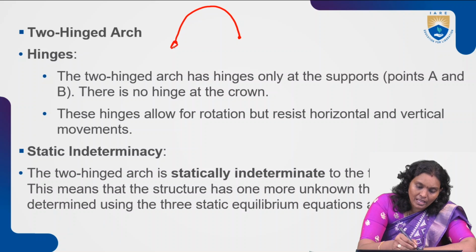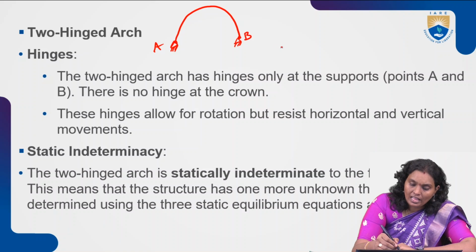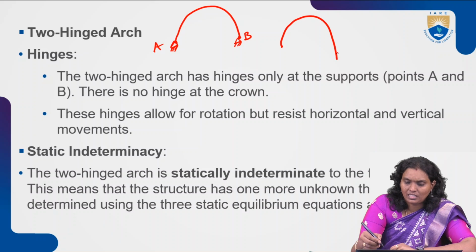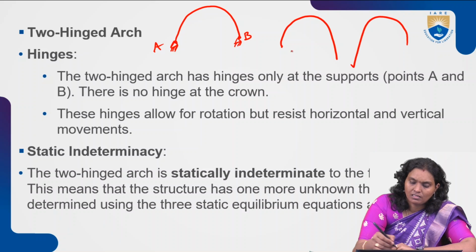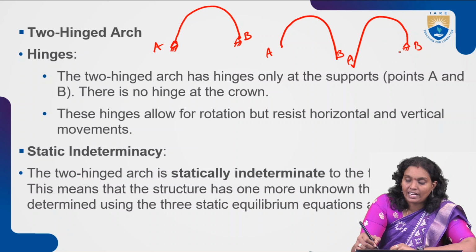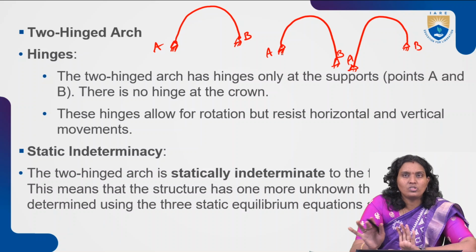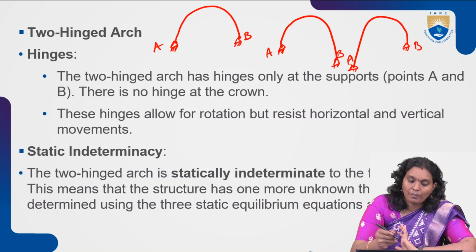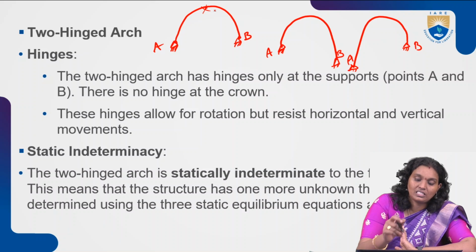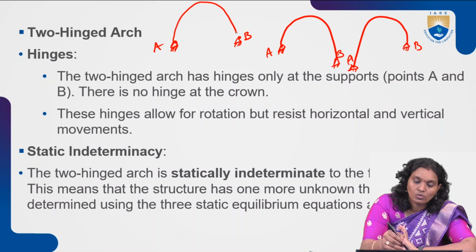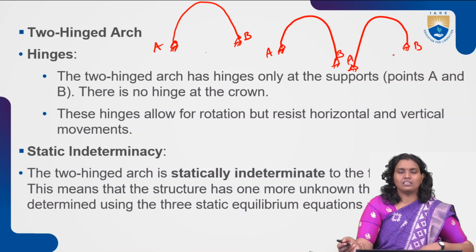So here they may be symmetrical, A and B are in the same line, or they may be unsymmetrical in this way or this way. So it depends upon the scenario where we are applying these kinds of conditions. In two-hinged arches, there is no hinge at the crown. From here to here, this is the crown. There is no hinge here. Simply it is an arch. We are providing it with two supports. This is the symmetrical condition. These are two different unsymmetrical scenarios.